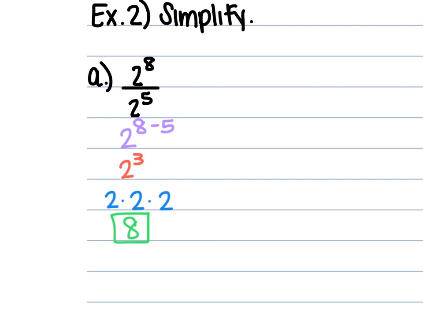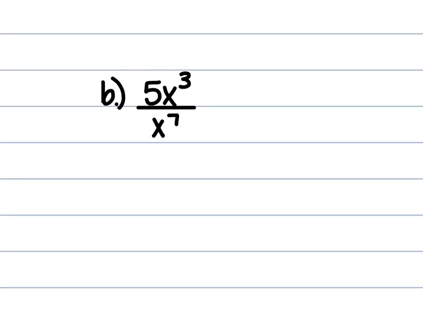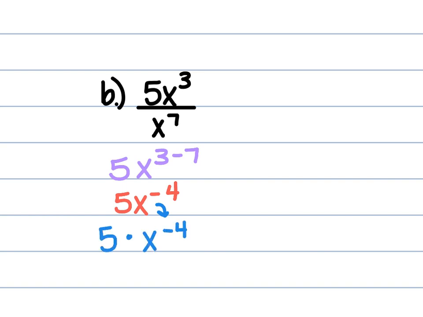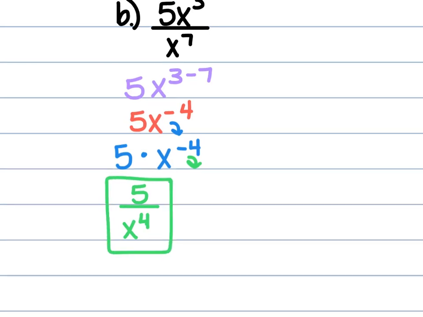Remember, if it tells us to simplify, we simplify fully. So we can't just leave it 2 cubed. We have to simplify that. For b, we have 5x cubed over x to the 7th. So the 5 is going to stay, then x cubed minus the 7th. We're going to have 5x to the power of negative 4. That x to the negative 4 goes on the bottom. That 5 is only attached to the x by multiplication, so you can separate it as saying 5 times x to the power of negative 4, and say, okay, that negative has to go on the bottom. So my 5 is going to stay on top, and that x to the 4th power goes on the bottom. So 5 over x to the 4th power.